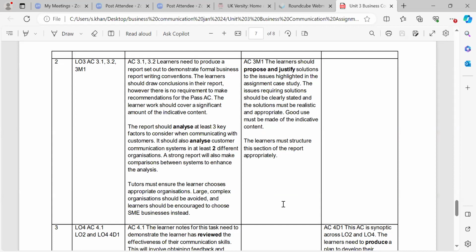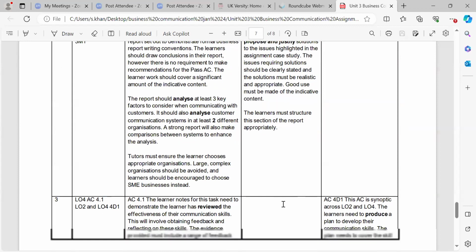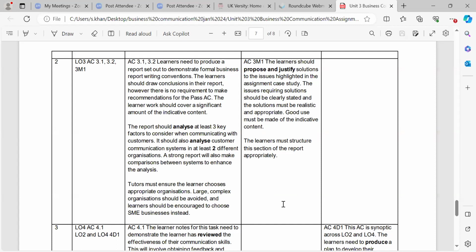It should also analyze customer communication systems in at least 2 different organizations. A strong report will also make comparisons between systems to enhance the analysis. Tutors must ensure the learner chooses appropriate organizations. Large, complex organizations should be avoided, and learners should be encouraged to choose SME businesses.